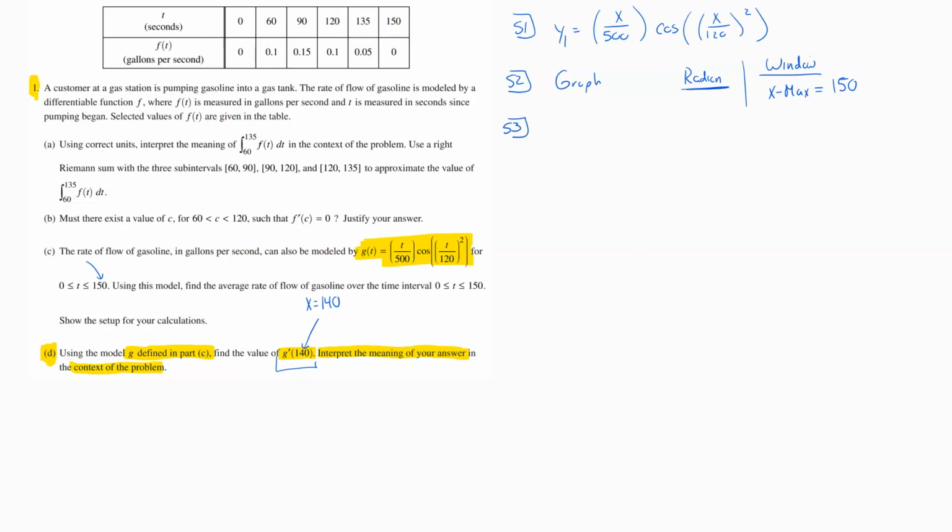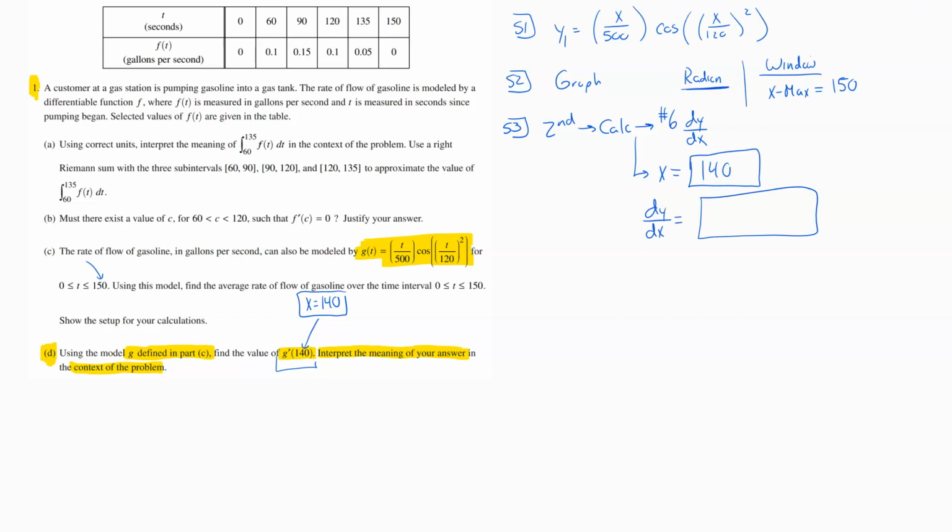Now step 3 of the process, once we graph it, we hit second. We choose the calc menu, which is the button above trace at the very top of the calculator. And then inside that menu, we'll choose the number 6 option, dy dx. We'll hit enter on that. That'll push us back onto the graph. And once we're on the graph, we're going to need to type in the x value that we care about here. The calculator won't prompt you to do that. You just need to know that that's the way this process works. We'll type in 140, hit enter, and then at the bottom of the screen, we're going to get dy dx equals, and whatever that is going to be our answer.